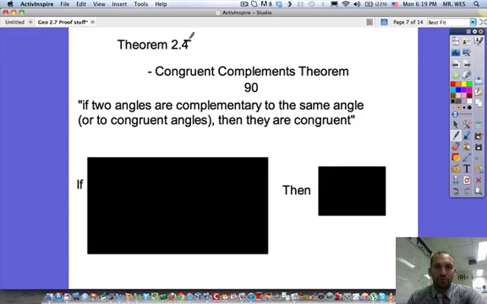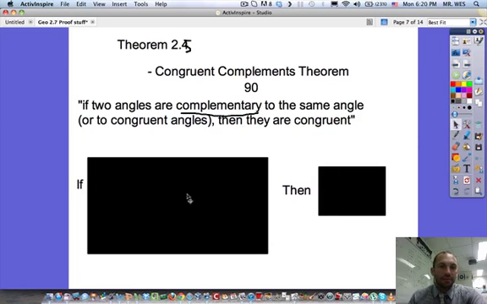We can call it 2.5. This is the congruent complements theorem. So this is complementary. Don't forget that that's going to add up to 90 degrees. Anyways, if two angles are complementary to the same angle or to congruent angles, then they are congruent. So we're dealing with complementary this time instead of supplementary.